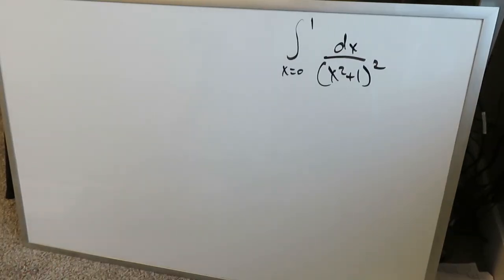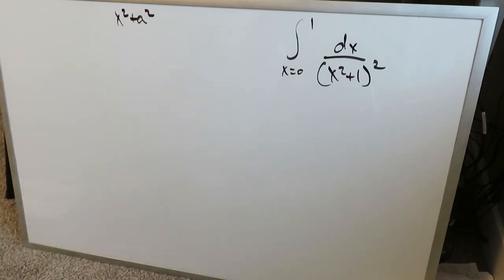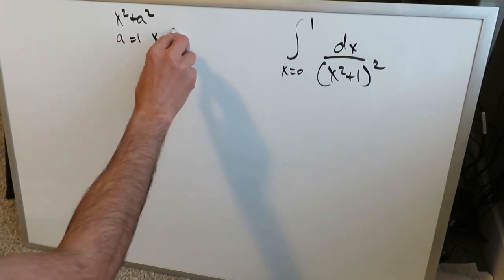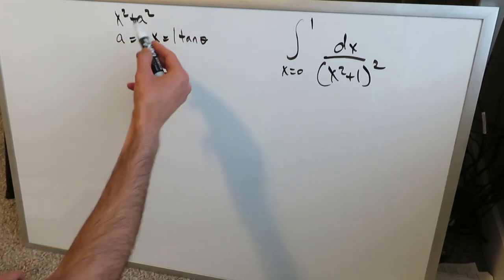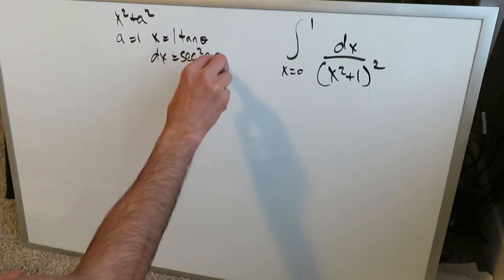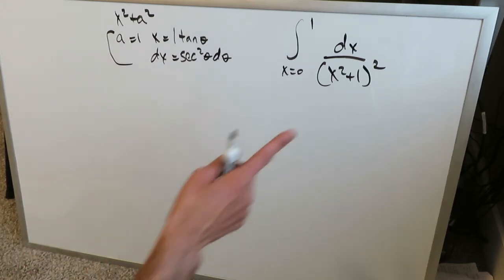Definite integral 0 to 1 dx over x squared plus 1 whole square. We're seeing something of this form, x squared plus a squared, which is the same thing as a squared plus x squared. And you know these are the substitution items you're thinking about. A is equal to 1, x is equal to 1 tan theta. The 1 is meaningless here. Dx is equal to secant squared theta d theta, and you make your substitutions for just that part right over here.